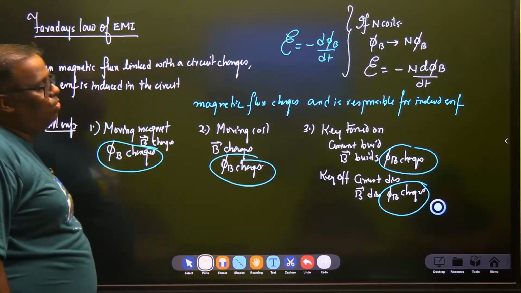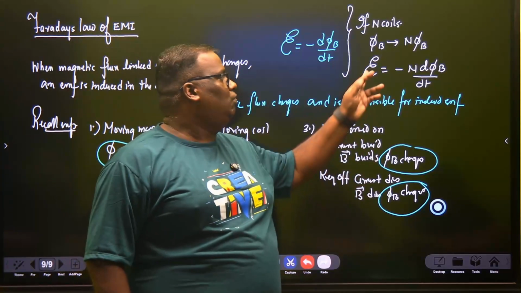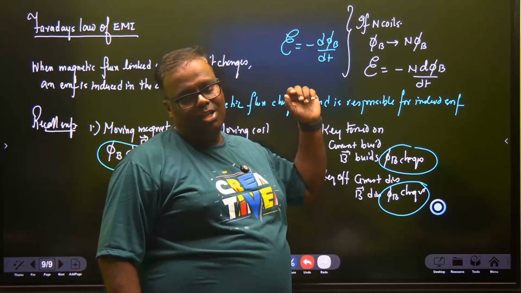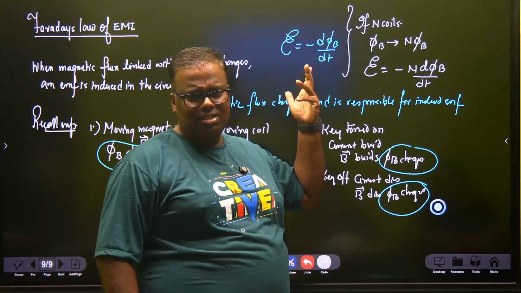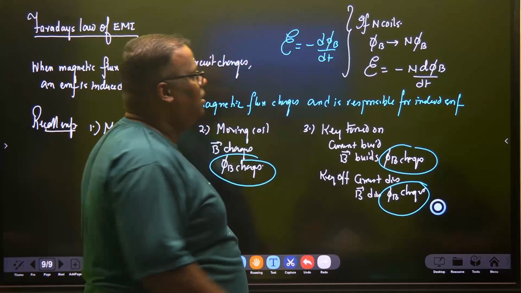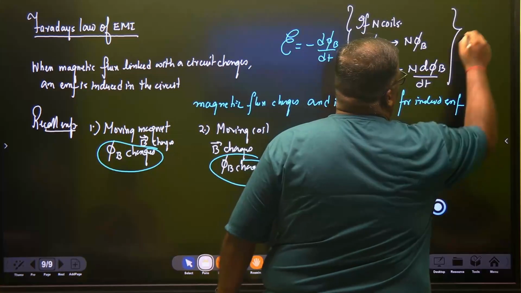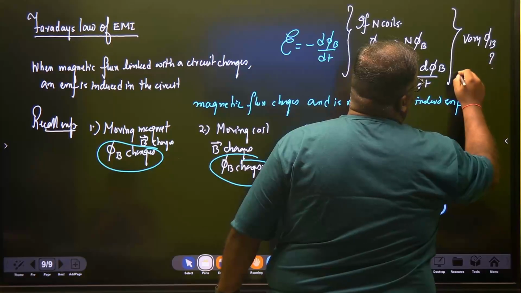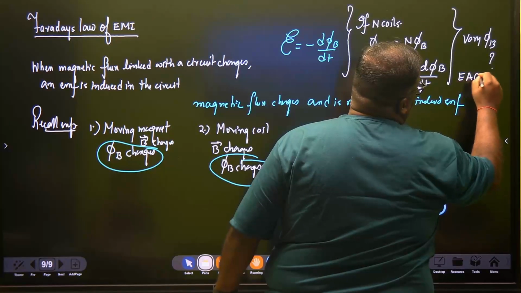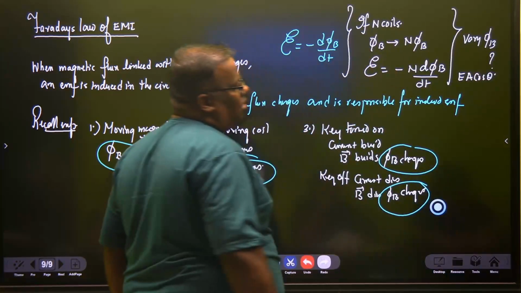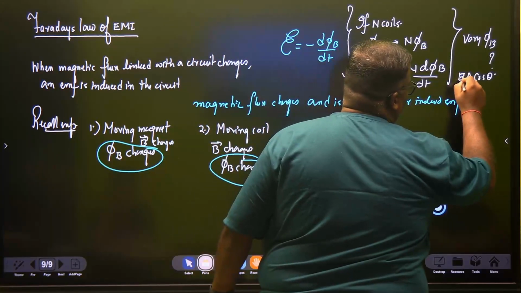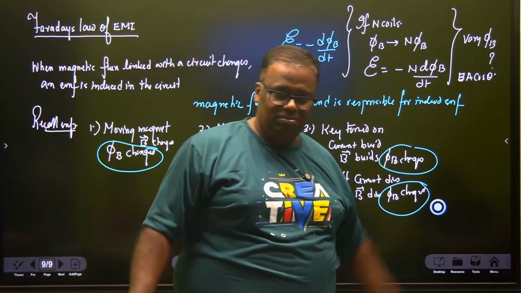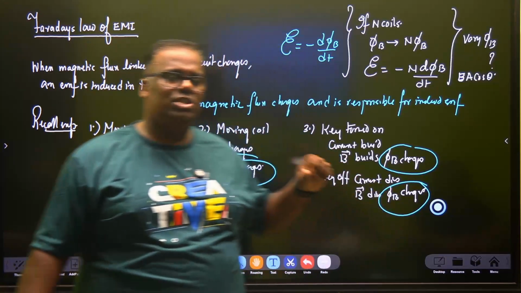So if I ask you, how can you vary EMF from this expression? Can you tell me? By changing flux, right? So your main motive will be you should vary phi B, but your question is how? So it is BA cos theta. Either change B or change A. How do you change B?